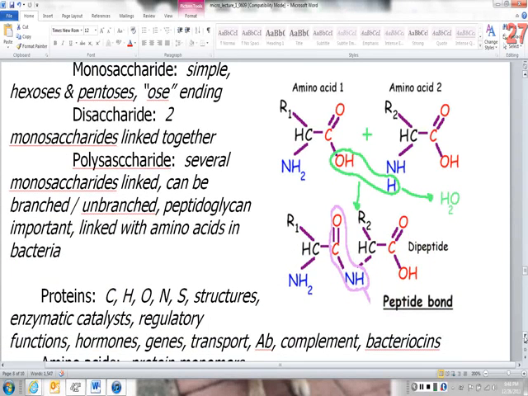Proteins are made from carbon, hydrogen, oxygen, nitrogen, and sulfur. They are used to make structures and act as enzymatic catalysts, perform regulatory reactions, hormones, genes, transport proteins, antibodies, complement, bacteriocins, plus many other things. The amino acid is a protein monomer in this case.